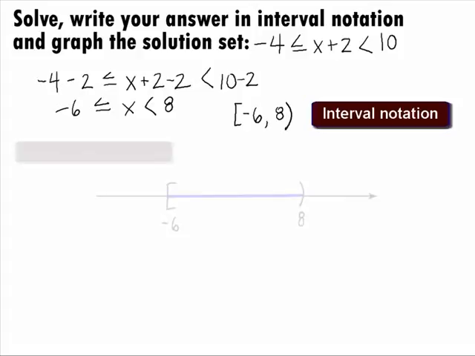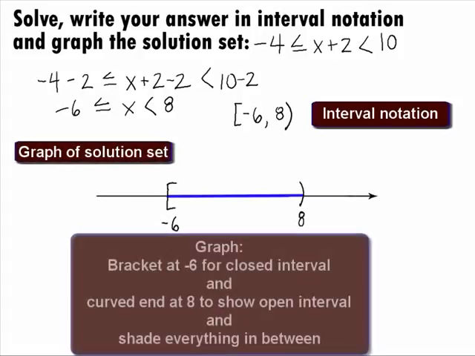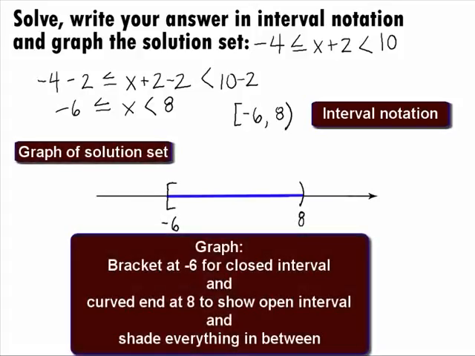Last, we need to graph this. The graph will look like the interval notation. We will have a bracket at -6 and a curved end at 8, and we will shade in everything in between -6 and 8 for our final answer for the graph.